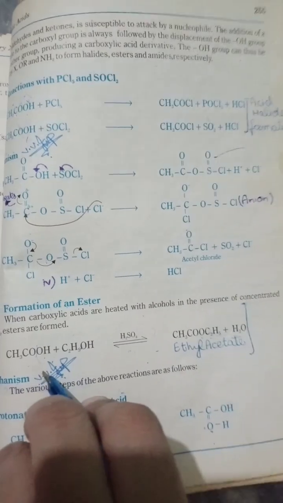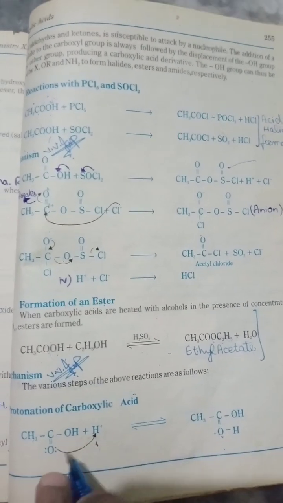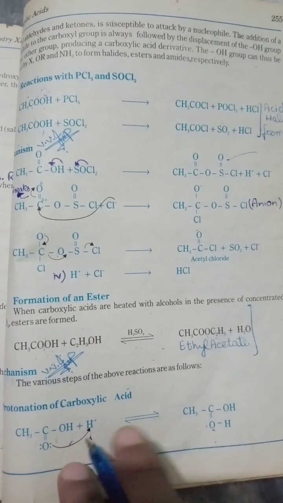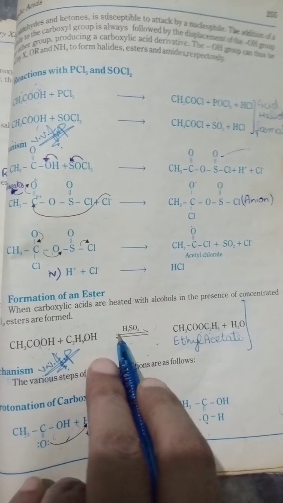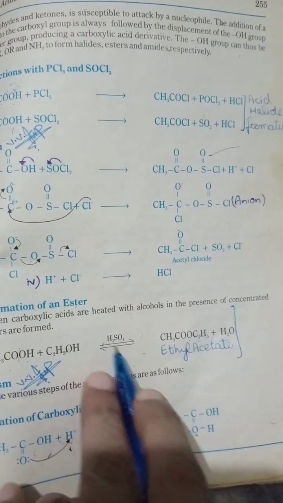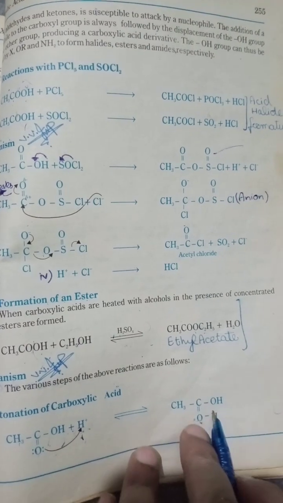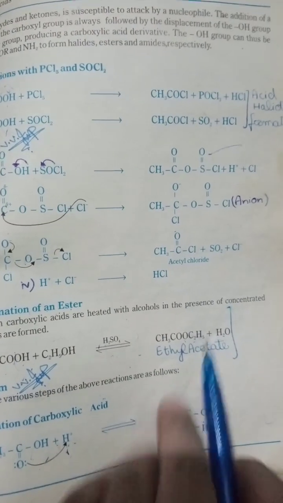Okay, now we will study the mechanism of this reaction. As you know, here this is the carboxylic acid, and here is the proton that comes from the acid. This will attach to this oxygen atom, and here three bonds will be generated on the oxygen atom, therefore it contains the positive sign.